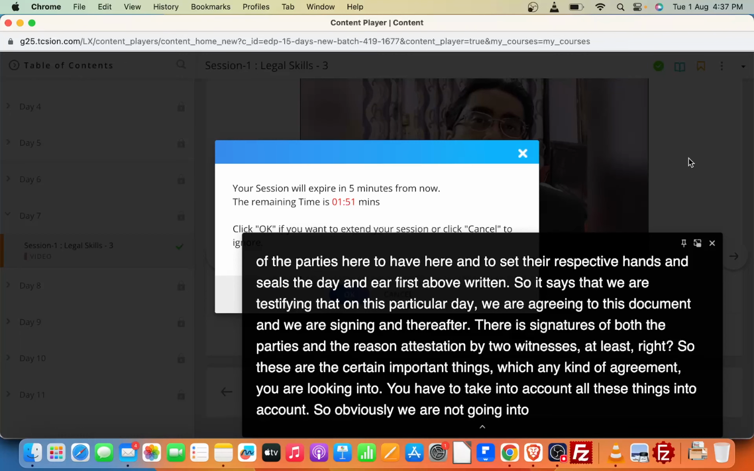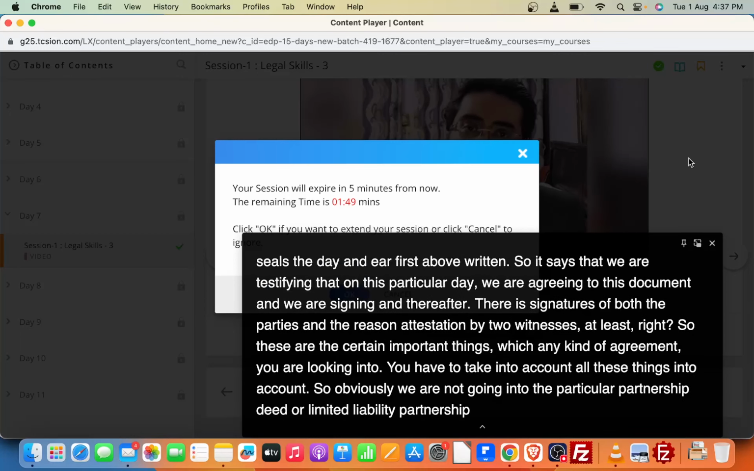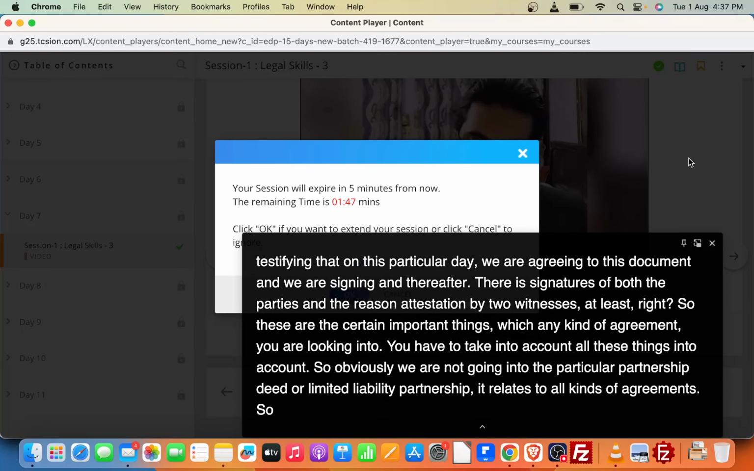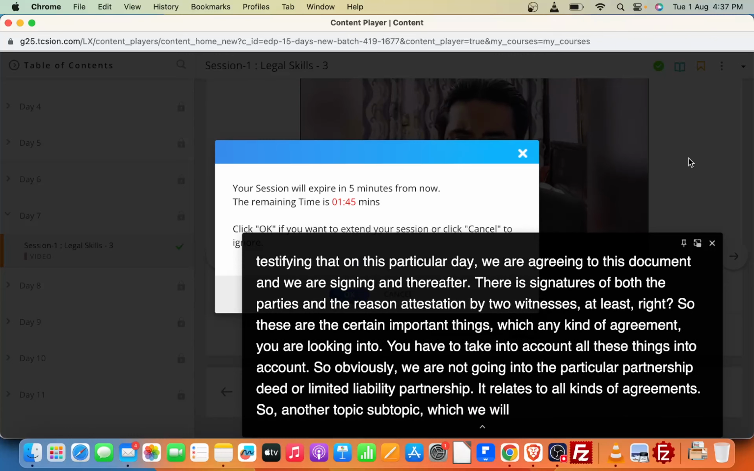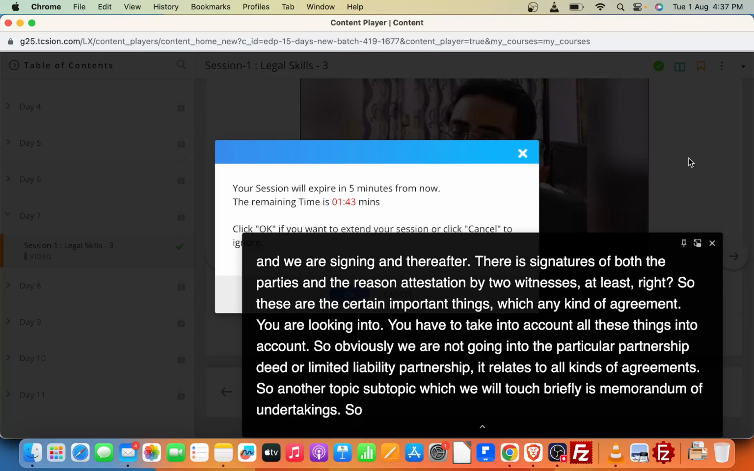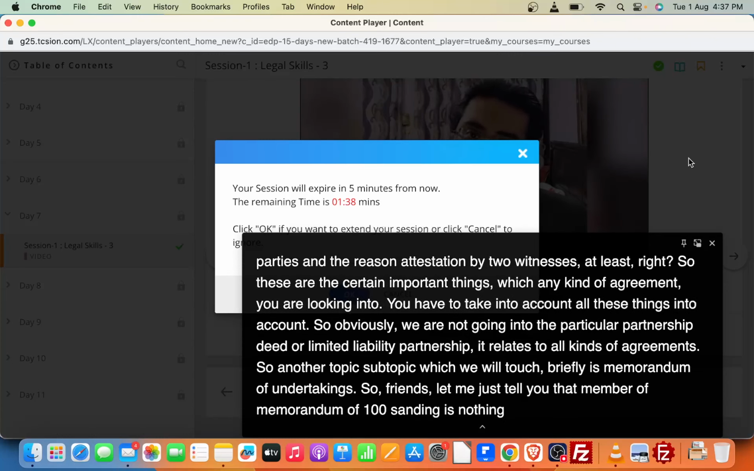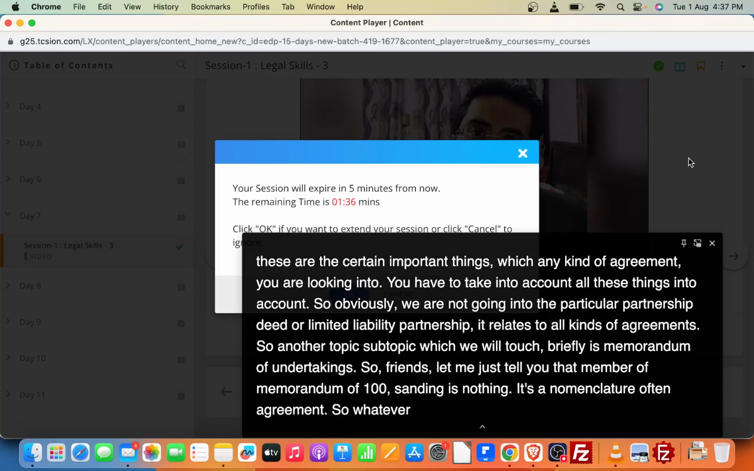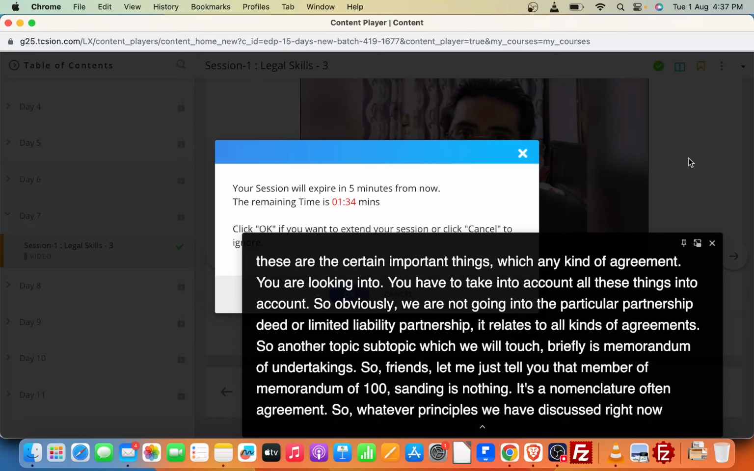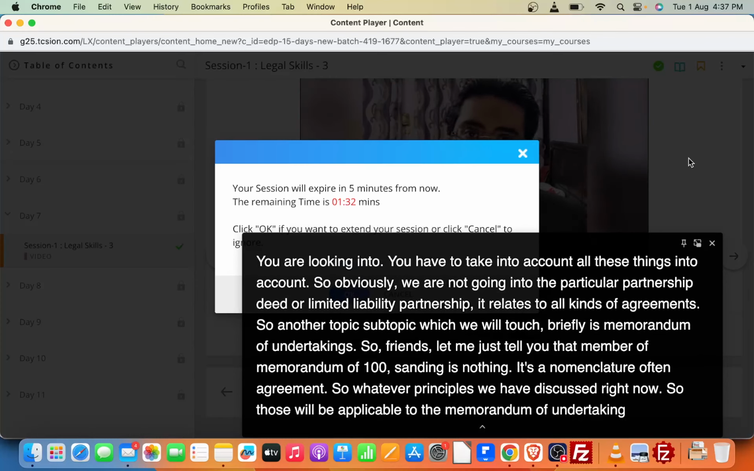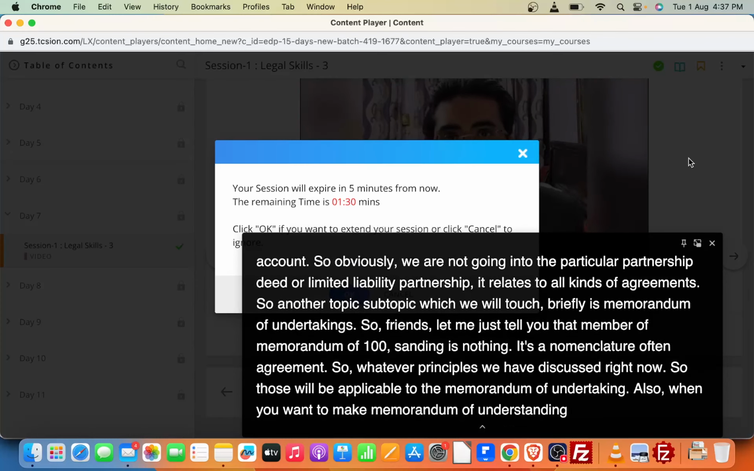Obviously we are not going into the particular partnership deed or limited liability partnership. It relates to all kinds of agreements. Another subtopic which we will touch briefly is the memorandum of understanding. So friends, let me just tell you that a memorandum of understanding is nothing but a nomenclature of an agreement. Whatever principles we have discussed right now will be applicable to the MOU also, when you want to make it a binding document.